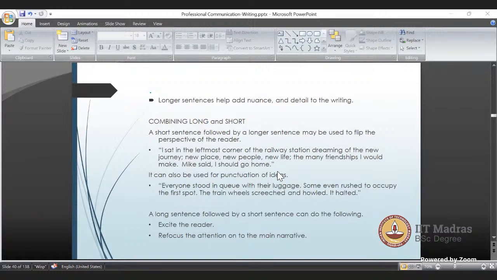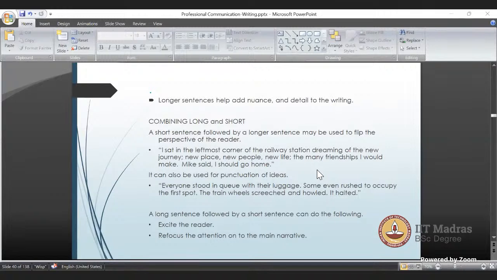Now look at the second one. That is a long sentence followed by a short sentence. What can it do? We did not discuss the second point, right? It can also be used for punctuation of ideas. What does punctuation of ideas mean? That's very interesting. Everyone stood in queue with their luggage. Some even rushed to occupy the first spot. The train wheels screeched and howled. It halted.